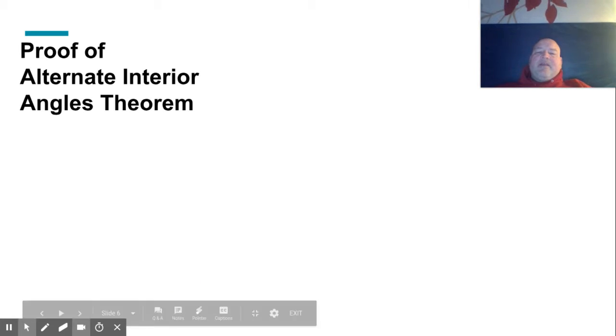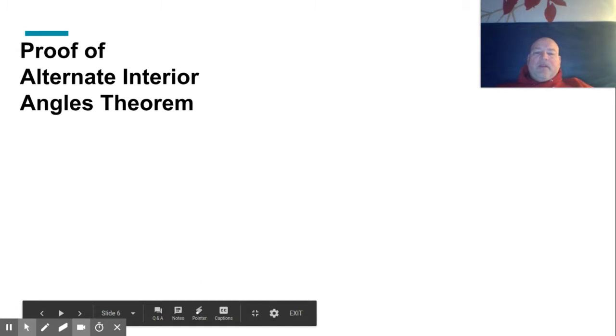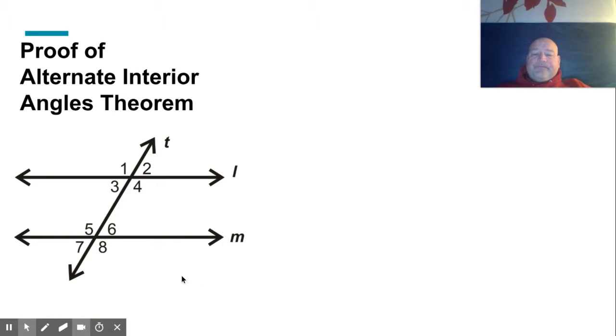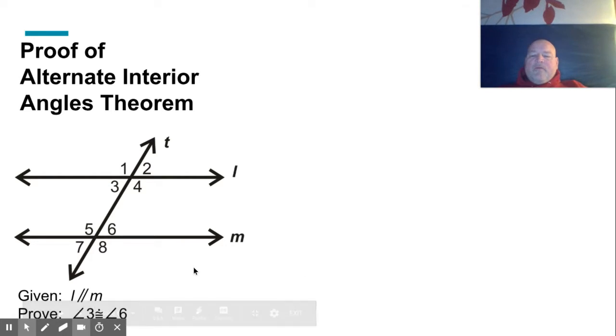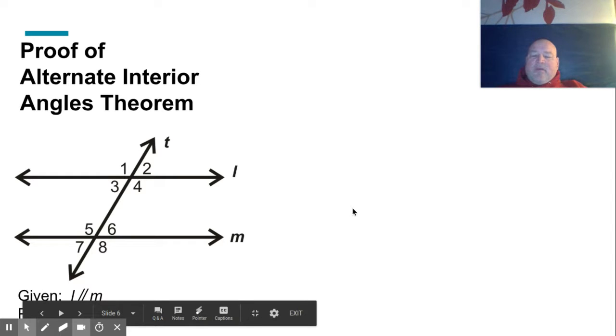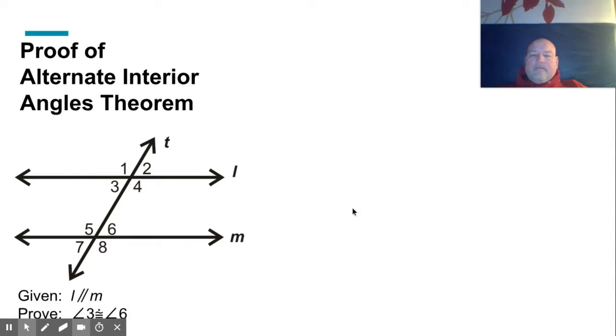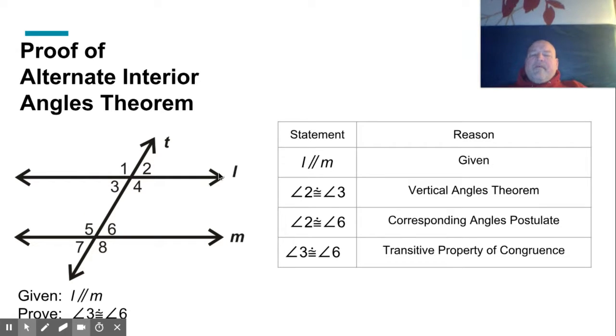Next, let's talk about the alternate interior angles. Notice this is a theorem, which means that it has to be proven. Given that L is parallel to M, prove that angle 3 is congruent to angle 6. Well, if L is parallel to M, 2 and 3 are vertical angles. So by the vertical angles theorem from last chapter, 2 is congruent to 3.